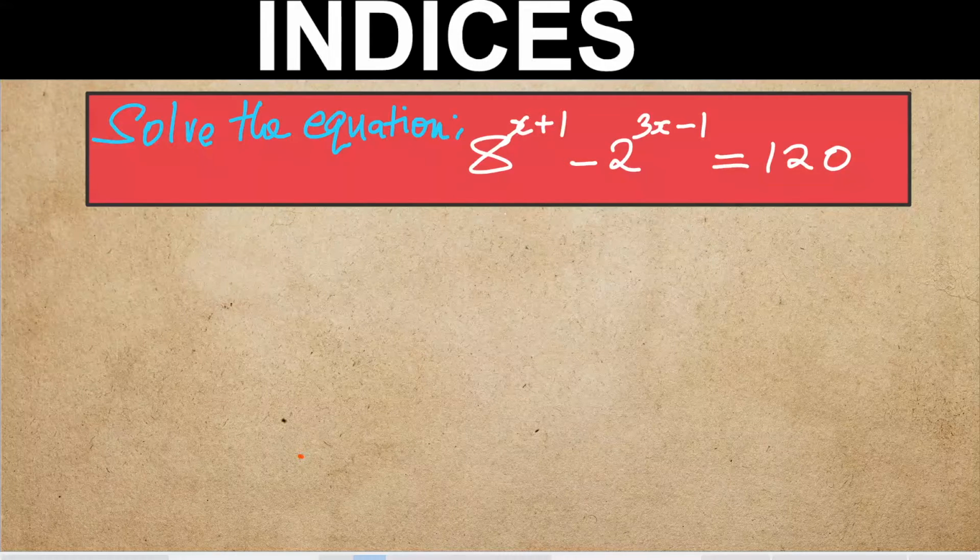Let's solve this question on indices. Solve the equation 8^(x+1) - 2^(3x-1) = 120. Solution.